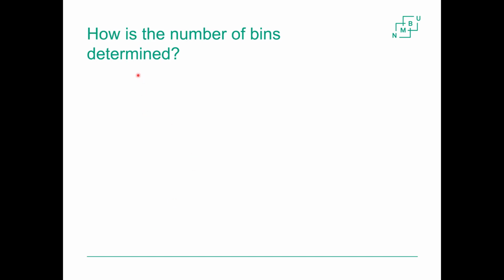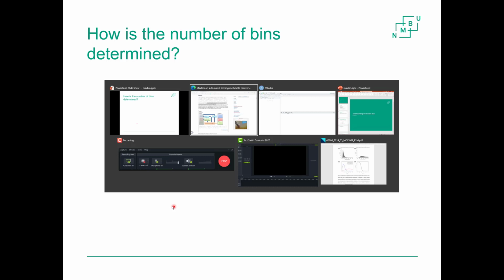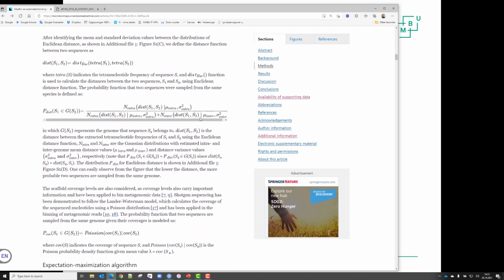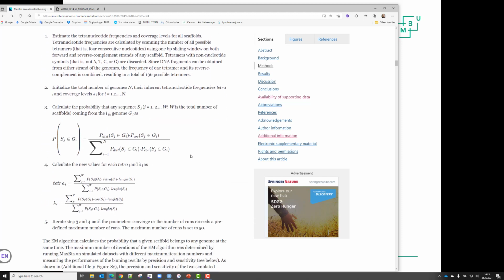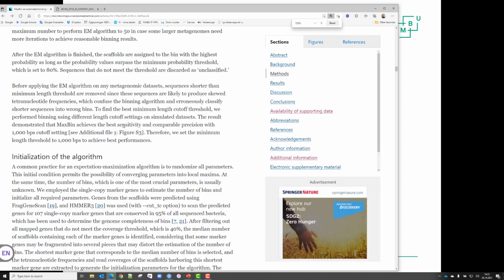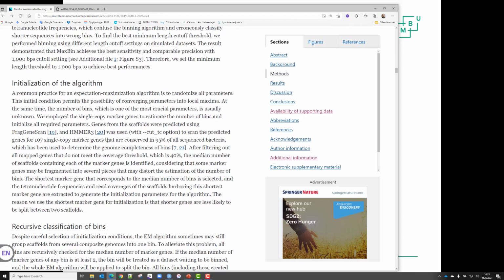Okay, so how is the number of bins actually determined in this method? Let's go back to the paper here. I think if you scroll down past this part and into this section about initializing the algorithm, this is where it's described. A little bit hidden away, I would say. Remember that there are these 107 single copy marker genes.